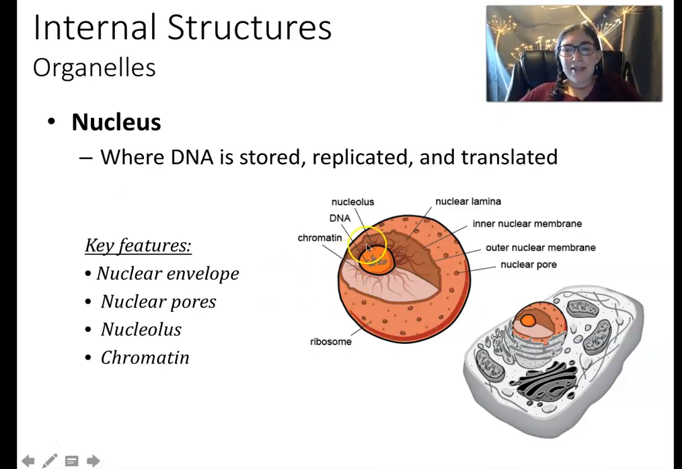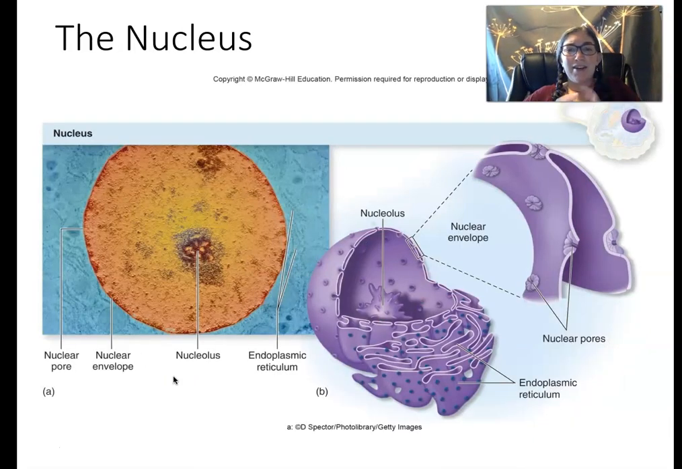And then we can also see the DNA very loosely coiled up in here. When DNA is spread out loosely and uncoiled, it's called chromatin, versus when it's tightly bound up, we call it chromosomes. Slightly different terminology there. It can be confusing. So here you can see all this sort of bumpy stuff.